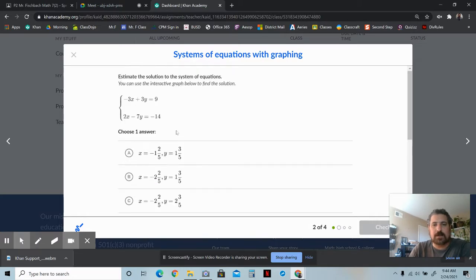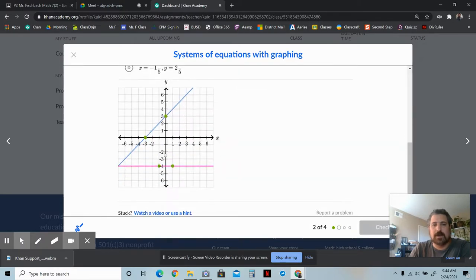The other line, the pink line, you're going to have 2x minus 7y equals negative 14. The x-intercept is going to be 2x is equal to negative 14. Solve for x, so you're going to divide both sides by 2. You get x is equal to negative 7. So your x-intercept is going to be negative 7.